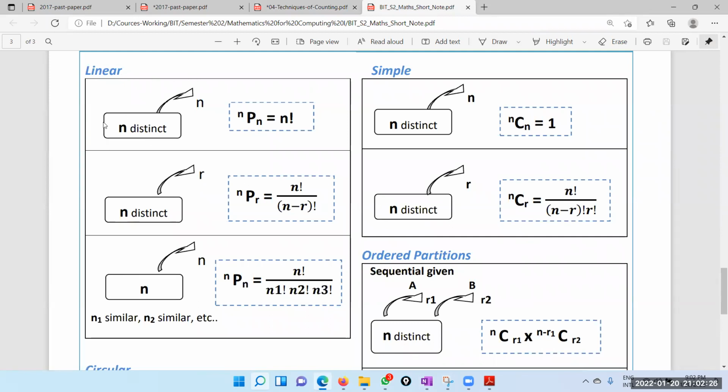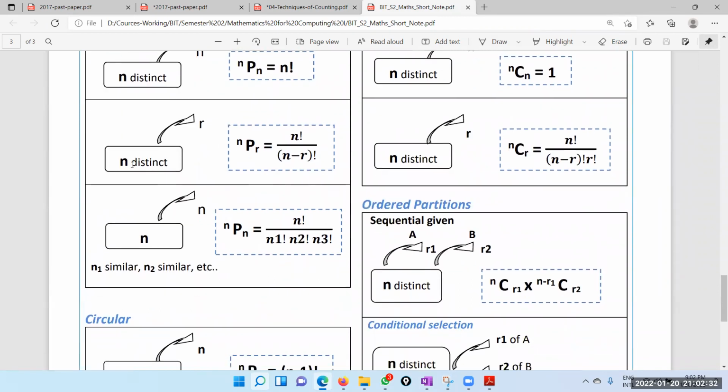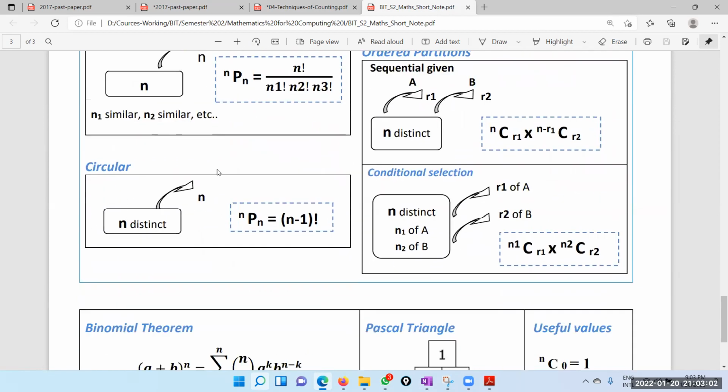Linear arrangement, we have n distinct elements and we take all n. That is factorial n. Linear arrangement, we have n distinct elements, but we take only r. That is nPr, factorial n divided by factorial n minus r. We have n elements, but they are not distinct. Common elements are there. We take all n elements and arrange linearly. That is nPn, again factorial n divided by factorial n1, n2, n3, etc., the numbers of the same elements. Then if you want to circularly arrange, we are only interested in n distinct elements and we take all n elements, that is factorial n minus 1.